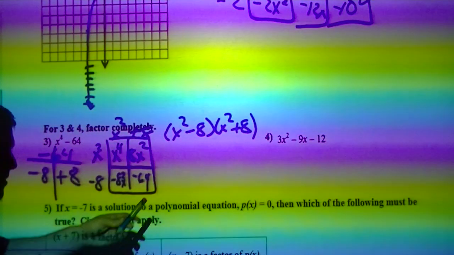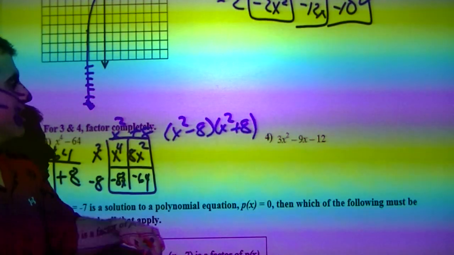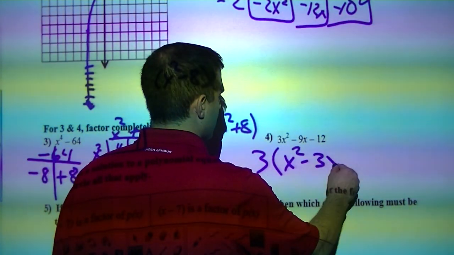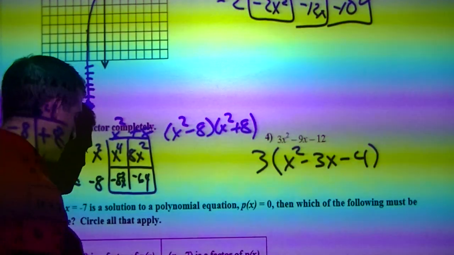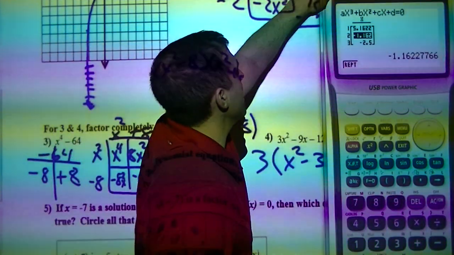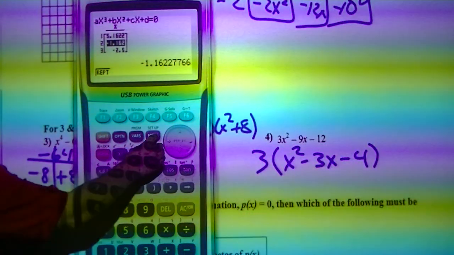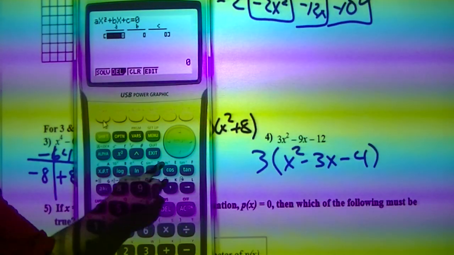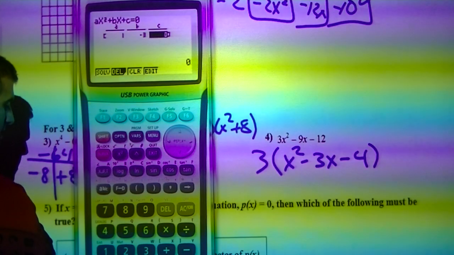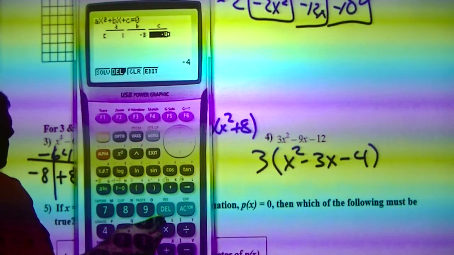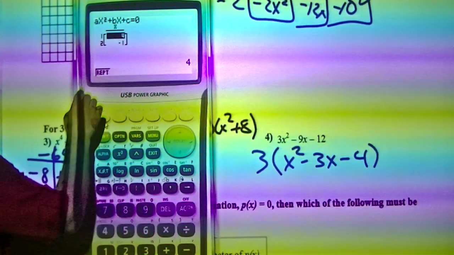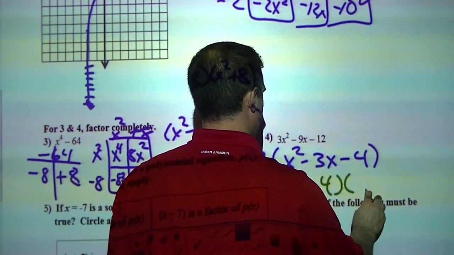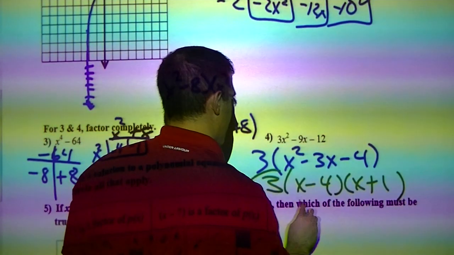What you're going to have to do here, the GCF is going to be 3. So I'm going to be left with x squared minus 3x minus 4. You can do this a couple of ways. We have learned that you can convert zeros, so I'm going to set it equal to zero. I'm going back and doing degree 2. That's 1, -3, -4. Now if I solve that, those are my solutions. So my factor is going to be x minus 4 and x plus 1 with the 3 out in front.